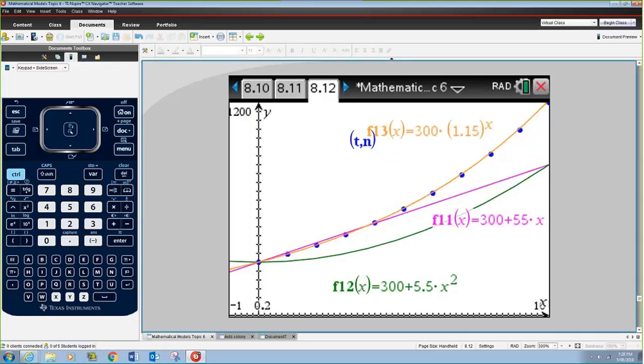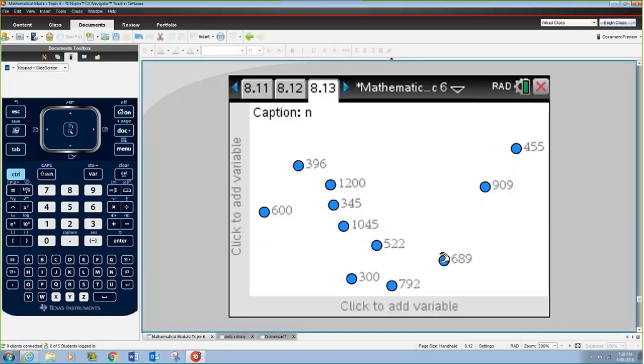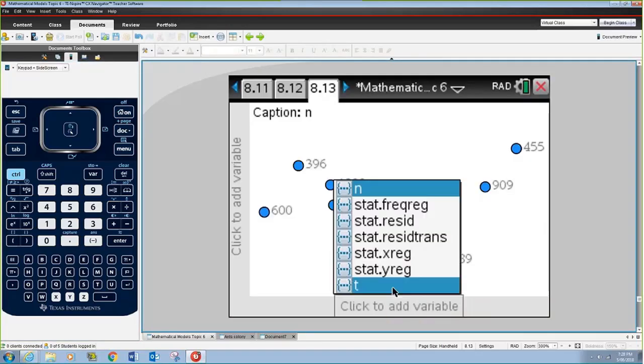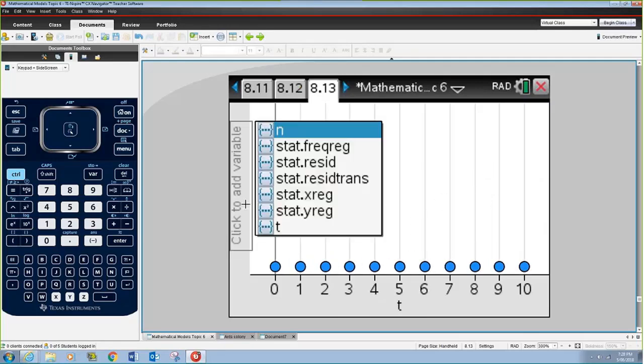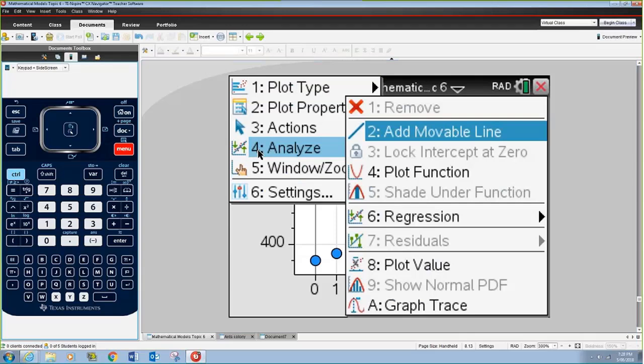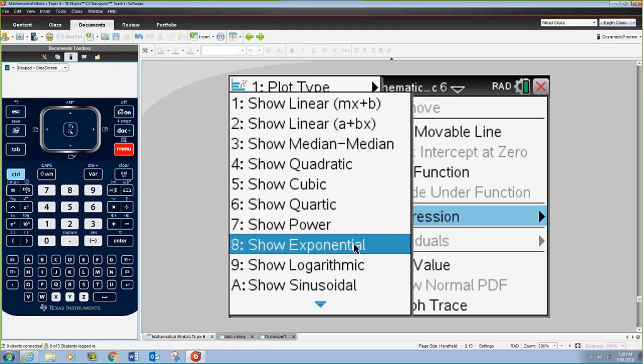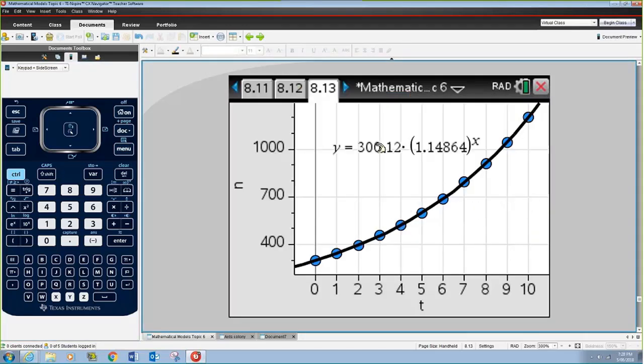I could do the exponential model in statistics graph if I just put T here and N and do the analyze regression and put exponential. So as you see, it's pretty similar to 300 times 1.15. But in this view, I cannot actually enter other functions as I could see here.